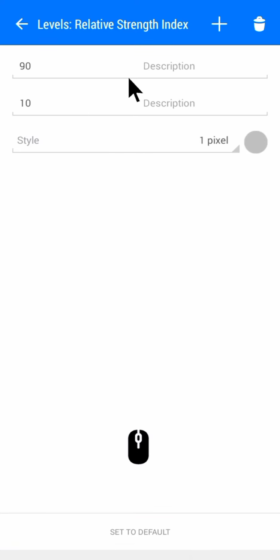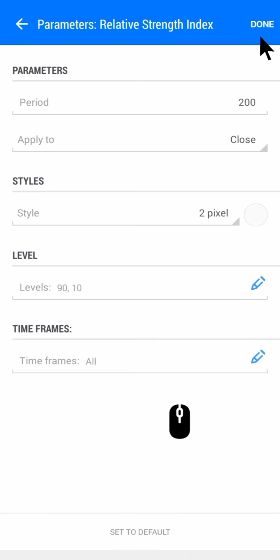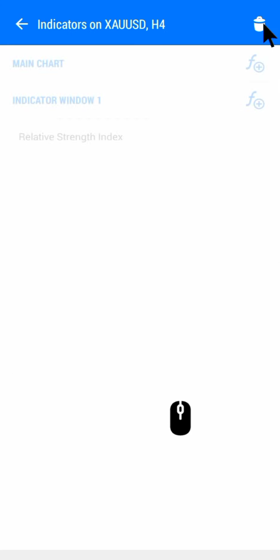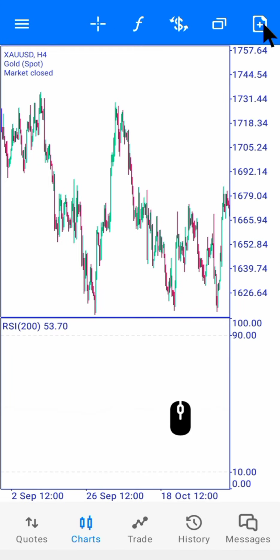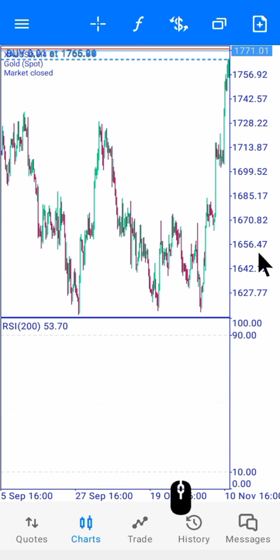Then you come back. Then you click here on done. When you click on done, you are seeing our levels are here. This is the line. Our first line is here showing 90 and 10. Now what next? What next do we do?